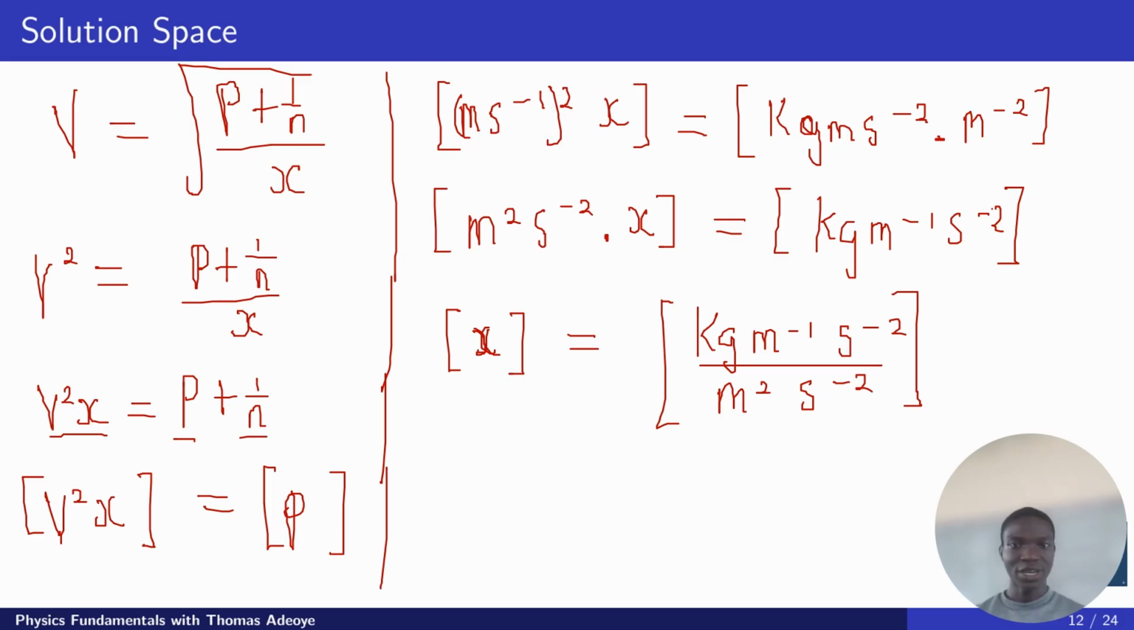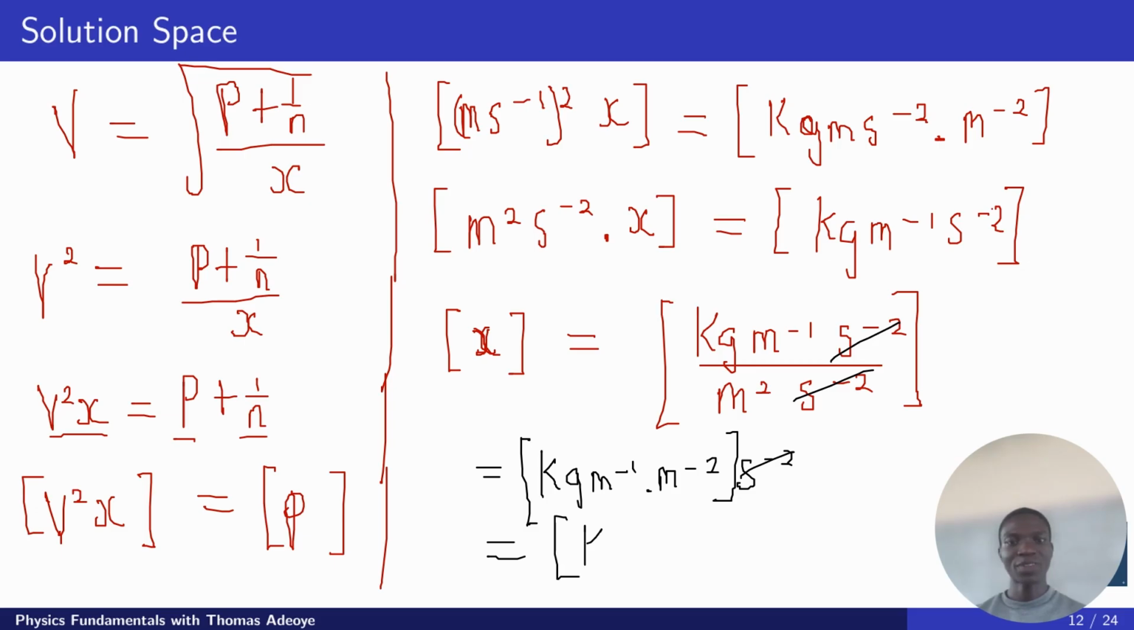Okay, so here now we can say this is equal to kg m raised to power minus 1. Now the m squared, if it goes up, we have m raised to power minus 2, and s raised to power minus 2 before. The s cancels out. Alright, so we have kg m raised to power minus 3. And this is the unit of x.